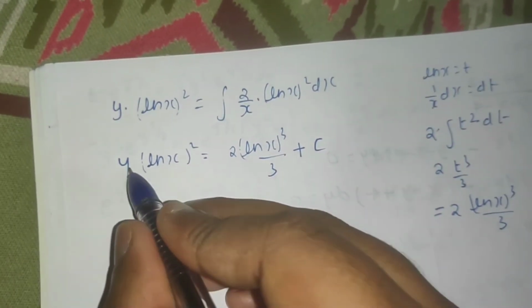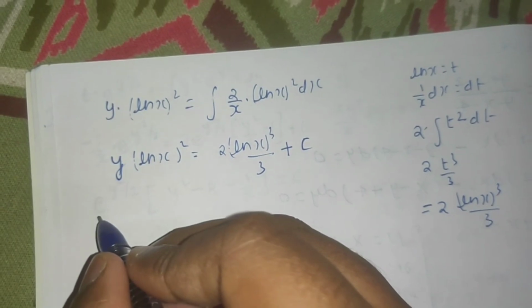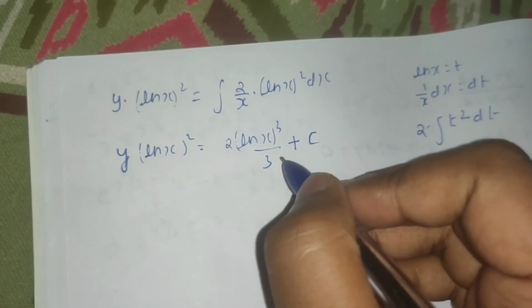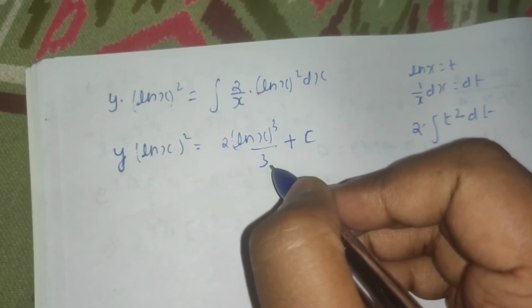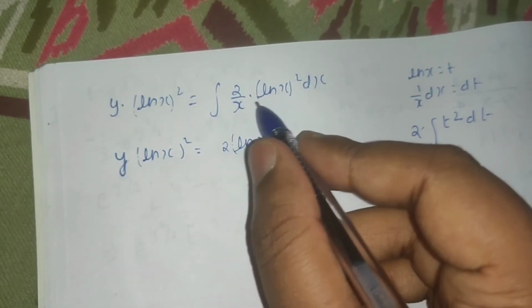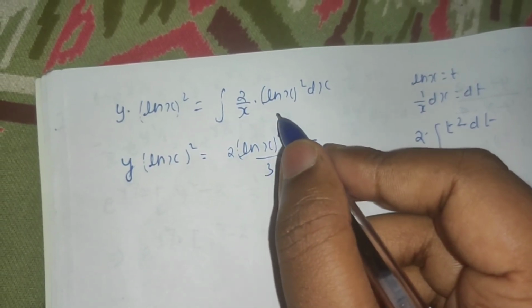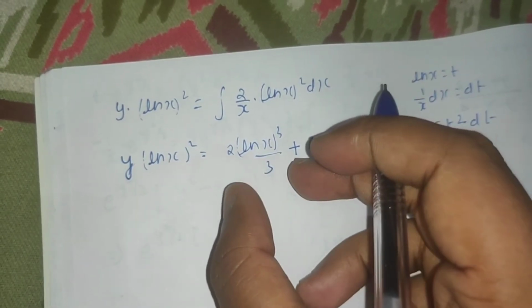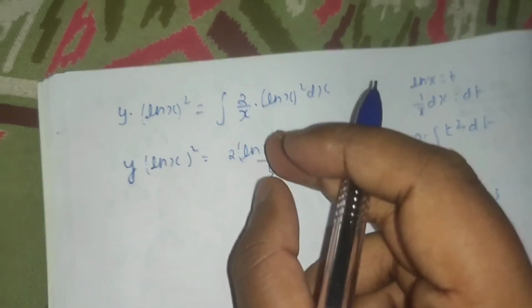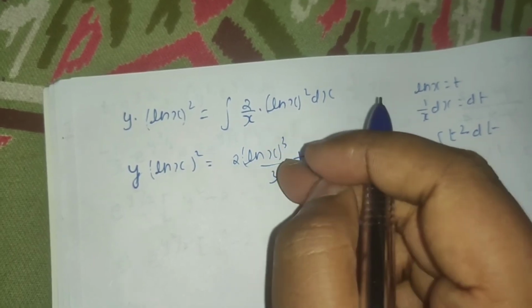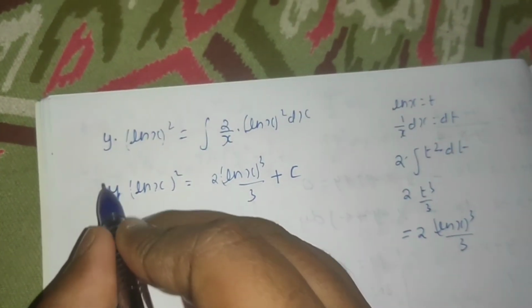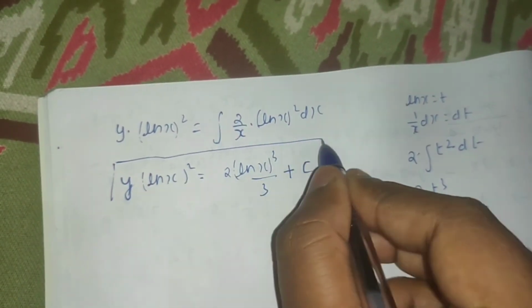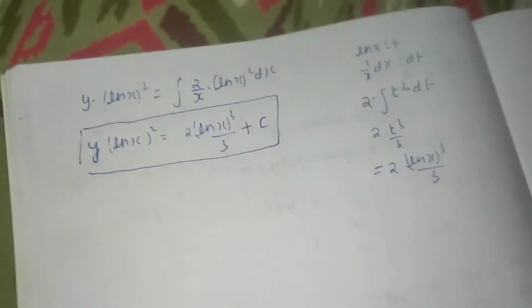Now you can't make use of any of the properties of log because this is ln x whole cube. If you want to take this to the power, that will also not work because this is the power of the entire log x, not of only whatever is inside. So let's leave this solution to this position only.